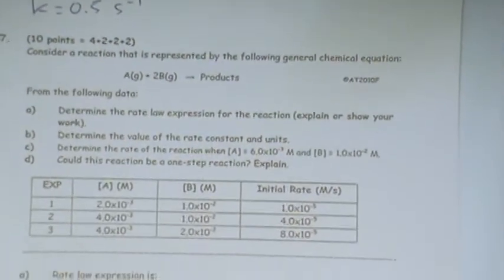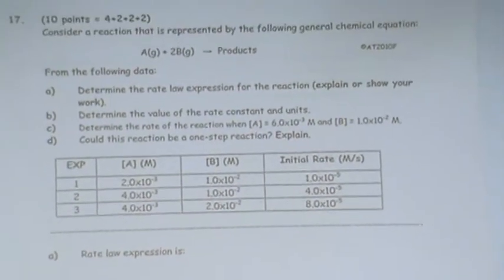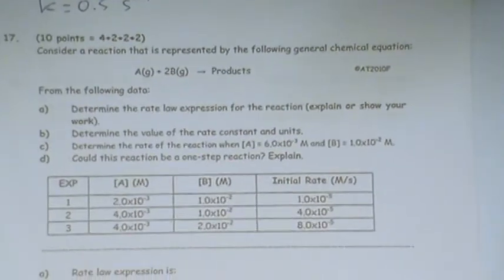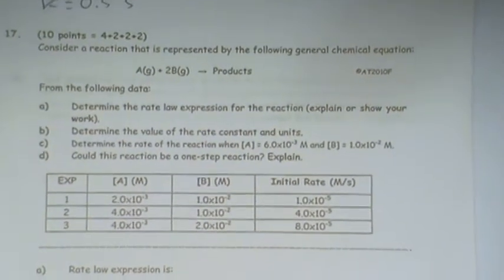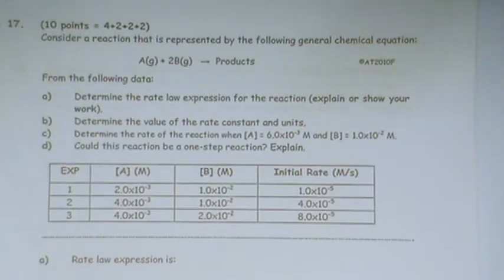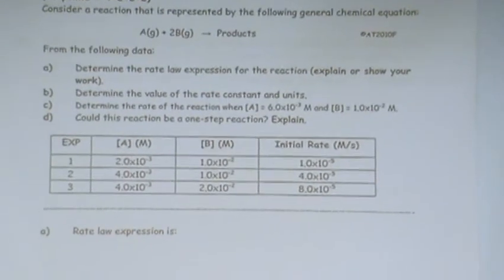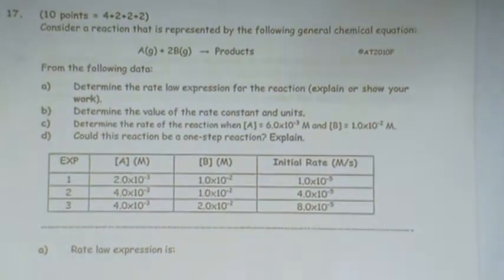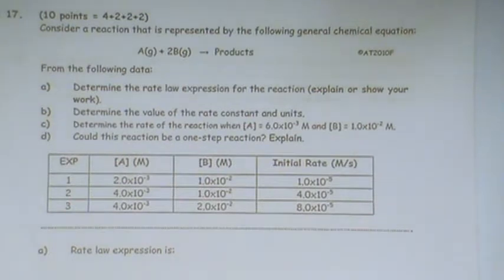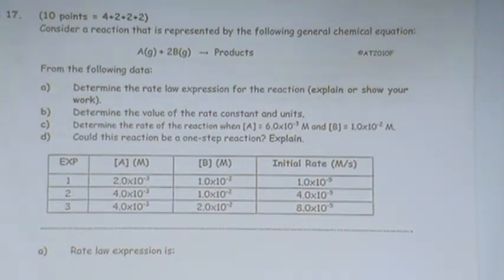So the first one has a lot of numbers, but it's really not that hard. This is kind of a classic problem for kinetics, it shows up all the time in the exams. Okay, so we need to determine the rate law expression for the reaction, and explain how we do it or show your work. Sometimes you can just explain it. You don't have to show your work, but you need to explain it.